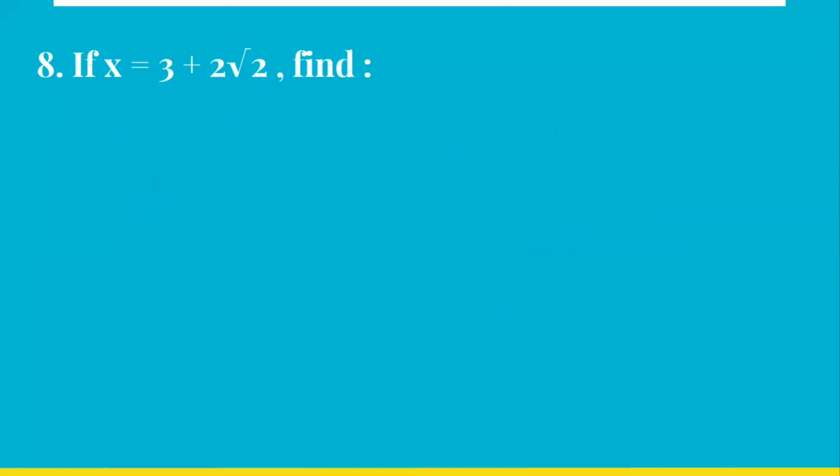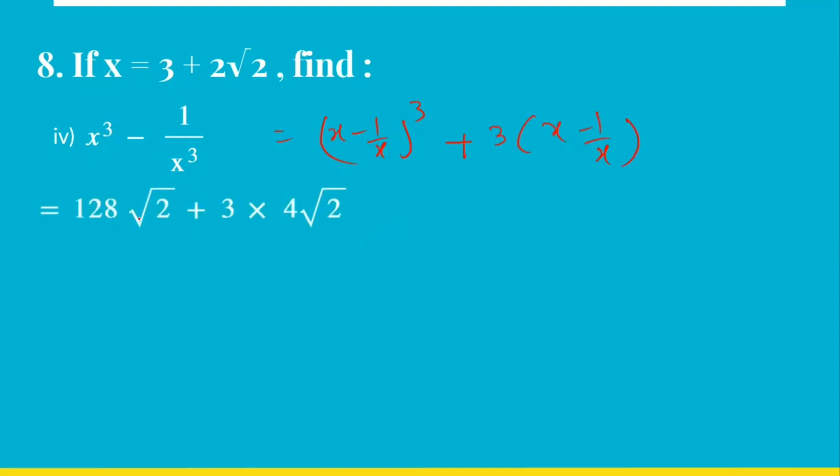Then the next question of this: x cube minus 1 upon x cube is equal to x minus 1 upon x the whole cube plus 3 in bracket x minus 1 upon x. We have got x minus 1 upon x the whole cube in the previous question as 128 root 2. And 3 multiplied by x minus 1 upon x, which we had already calculated as 4 root 2, 3 multiplied by 4 is 12 root 2. So it becomes 128 root 2 plus 12 root 2. 128 plus 12 is 140 root 2.